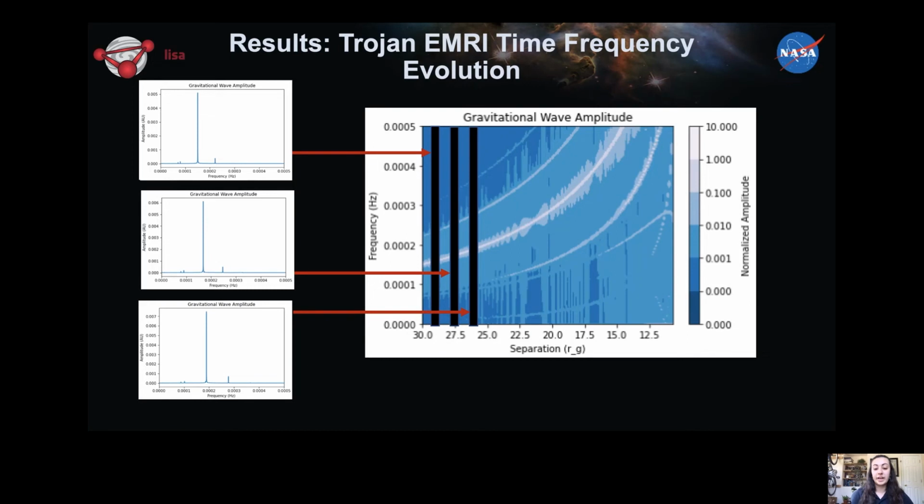And then we'll move on to the next separation. So at 29.5 RG, we'll then run it for that certain amount of orbits to get to 29 RG, and then we'll again do the same thing. And so we'll slowly stitch together these smaller runs in order to create this gravitational wave amplitude contour plot, which represents the long-term evolution of the system.